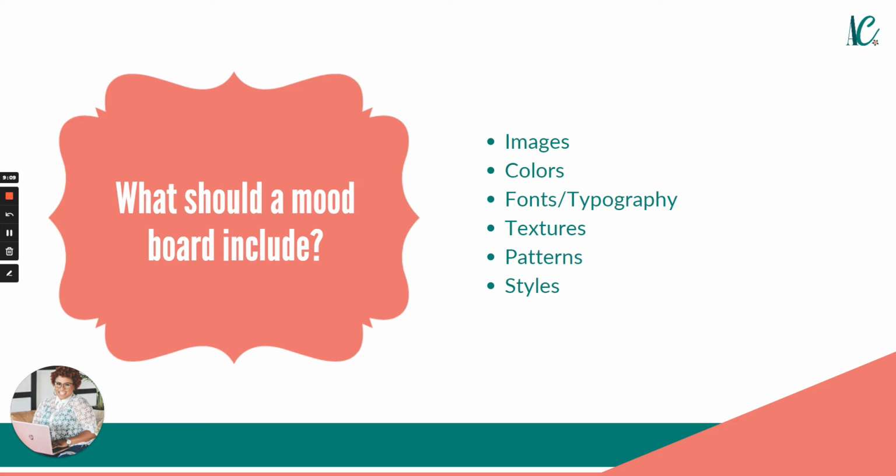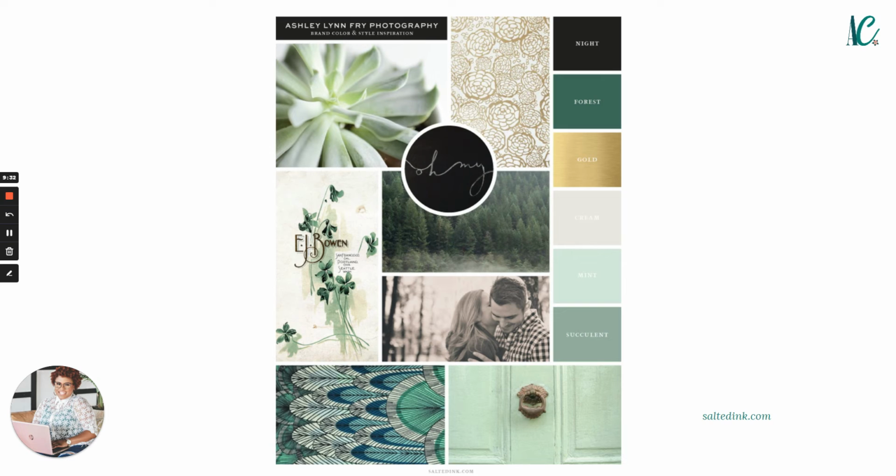But you want to include the things that inspire you, that you're leaning towards, so that once you work with a designer or a branding strategist and they're coming up with a plan for the identity of your brand, you want to make sure that you have a good example of what you're wanting, what you're leaning towards. So images, colors, fonts, typography, textures, patterns, styles. You can see she has the different patterns on here. Next to the succulent, she has this other floral pattern, and then this pattern here.